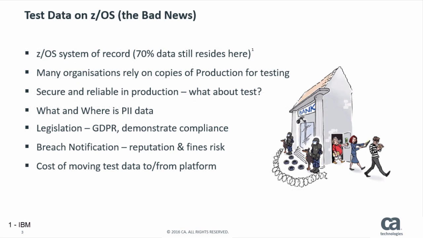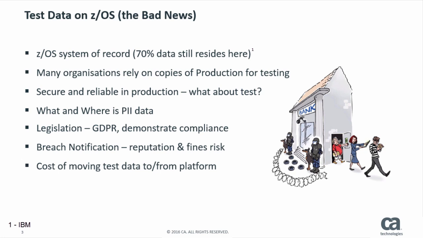Firstly, let's take a look at test data on z/OS and some of the characteristics that make this particular topic important. z/OS is typically the system of record for organizations that employ z/OS systems as their mainframe source of data. 70% of data still resides here, so it's a very important platform with regard to your system of record data.